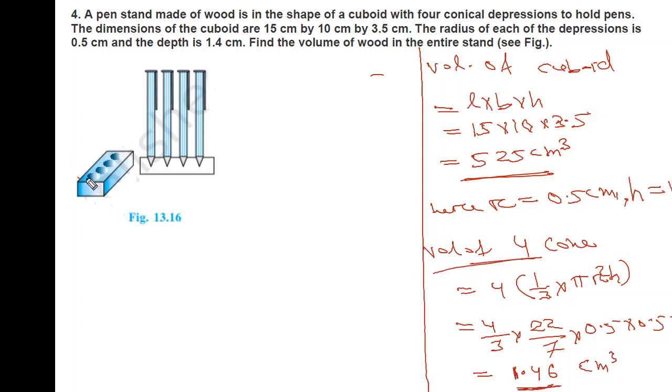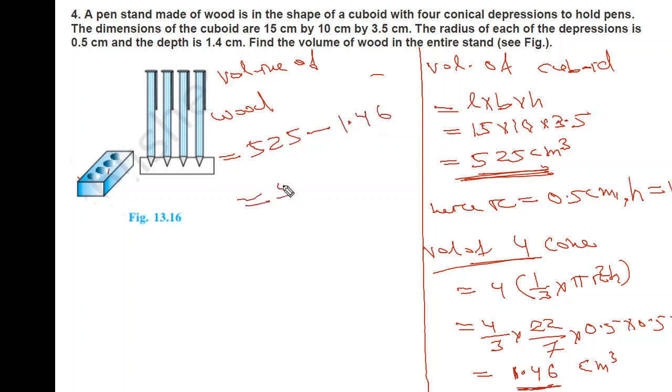Now what we have to find? Volume of the wood that has been there in this pen stand. So volume of wood will be equal to volume of the cuboid minus volume of the 4 conical holes. So 525 minus 1.46, which will be equal to 523.54 cm cube. So this will be your answer.